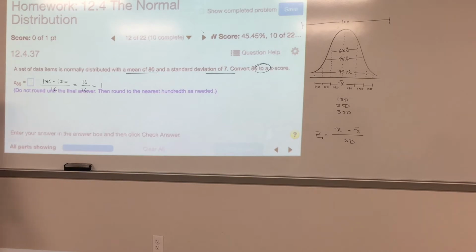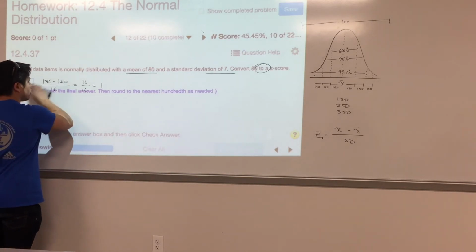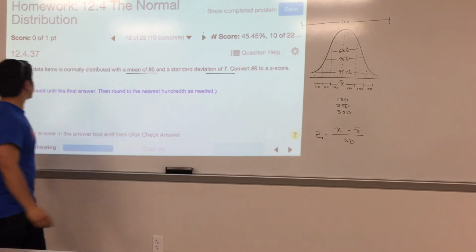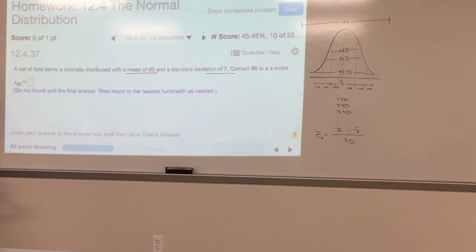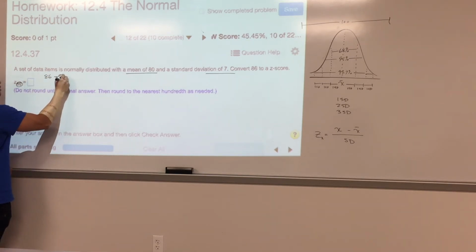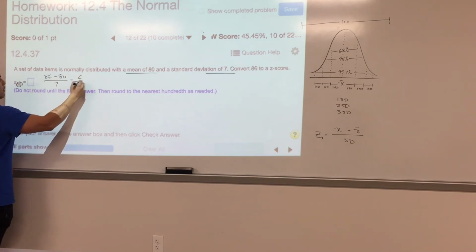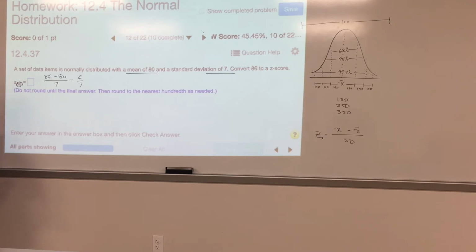Let's do another one. As you can see, it's super, super simple. All right, so a set of data items is normally distributed with a mean of 80 and a standard deviation of 7. Convert 86 to a z-score. So 86 is your data value, minus your mean of 80, divided by 7. What is that? 6/7? Do not round until the final answer, then round to the nearest hundredth.